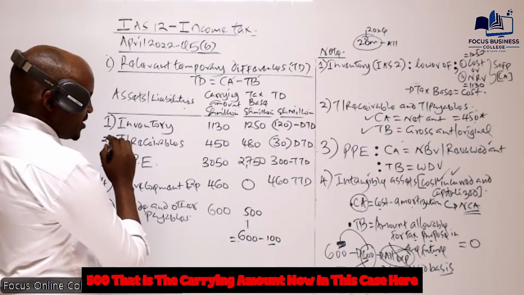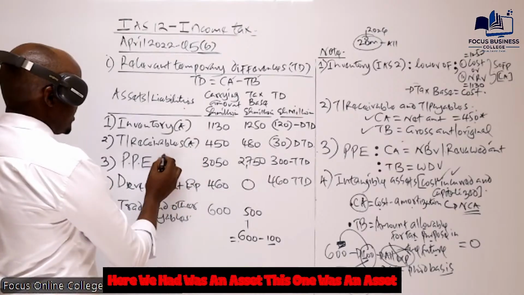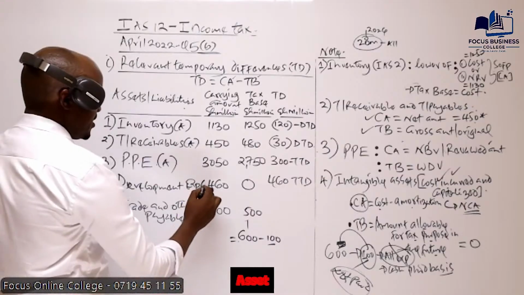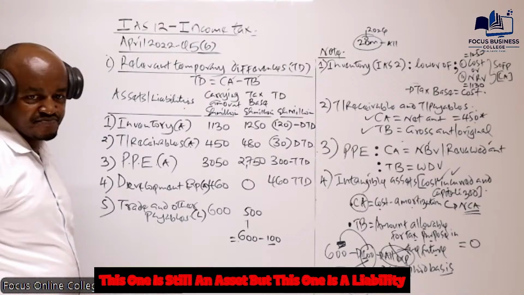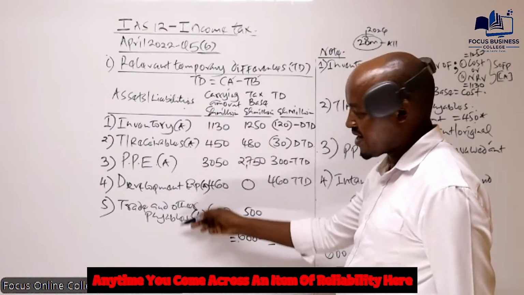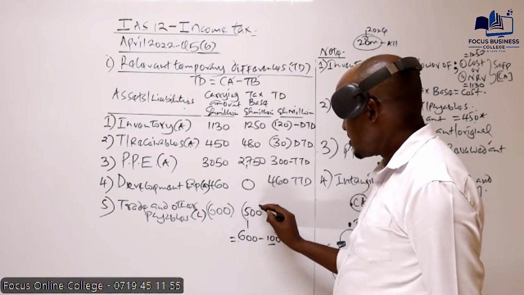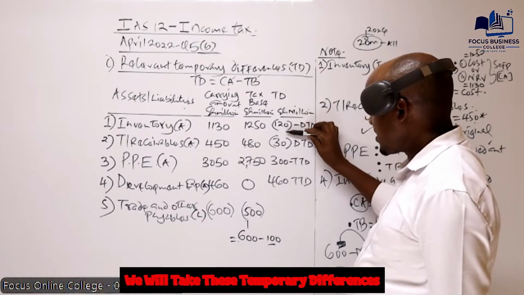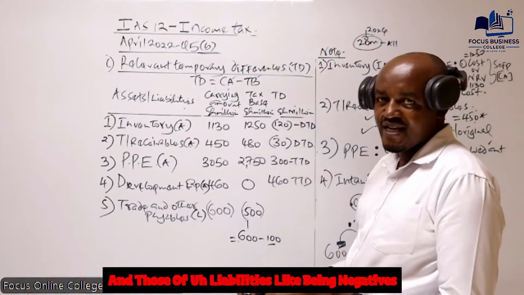Now, in this case here, it is also important for you to note, for example, the first item here we had was an asset. Development expenditure, which I've said is a form of an intangible asset. This one is still an asset, but this one is a liability. Now, what is important here is for you to note, anytime you come across an item of a liability here, because this one is a liability, you record both figures as negatives. Both figures you record them as what? As negatives. Because by the end of the day, we will take these temporary differences, we add them. So we should take those of assets and those of liabilities like being negatives.